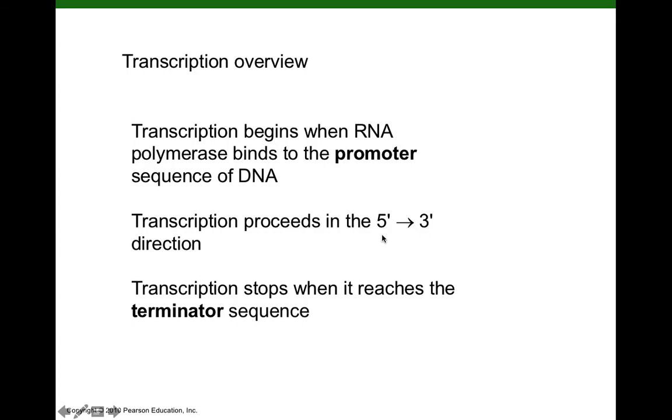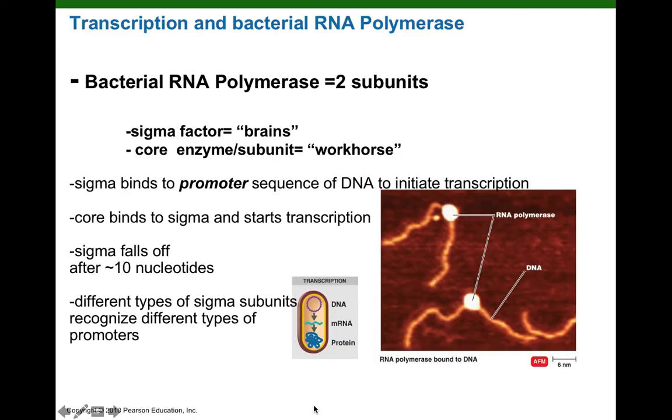RNA is synthesized 5' to 3' just like DNA is, and the RNA is synthesized anti-parallel to the template strand, so a lot of similarities to DNA polymerase. And then transcription will stop when the RNA polymerase hits a special DNA sequence called the terminator sequence. So again, we're going to focus on E. coli. We'll be focused on bacterial transcription, bacterial RNA polymerases.